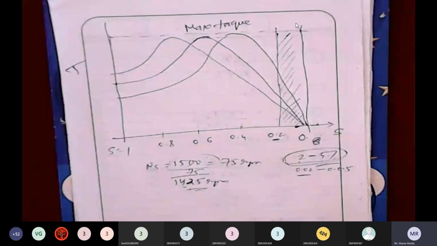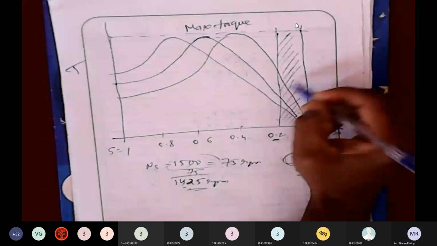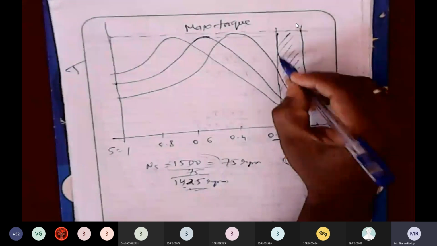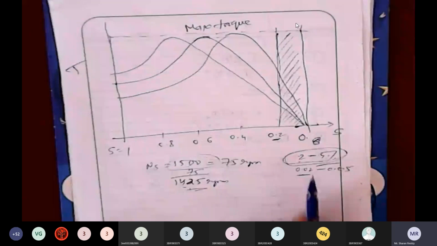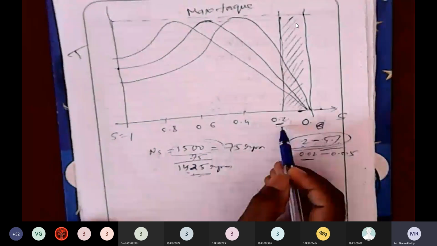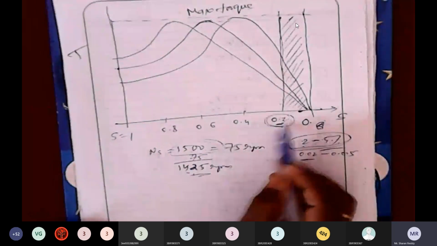So that's why the safe operating region is what we have shown as the shaded portion here. The safe operating region is up to 0.2 slip, isn't it? 0.2 means 20% almost. 20% is the maximum allowed. But strictly speaking, we have to operate the induction motor within this range only.